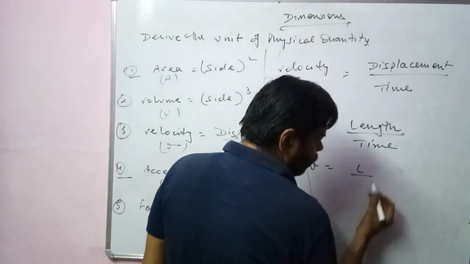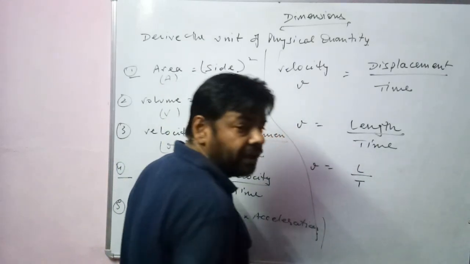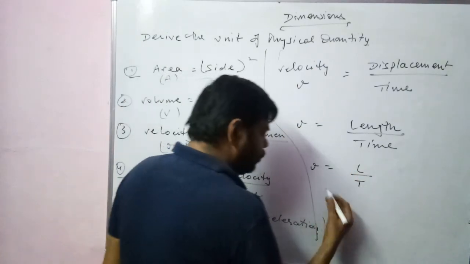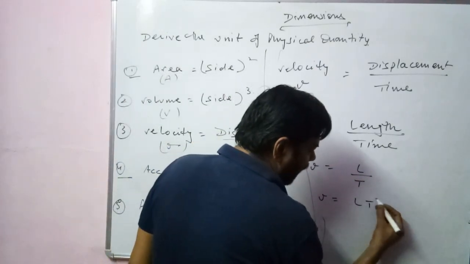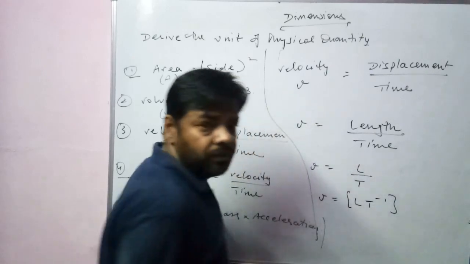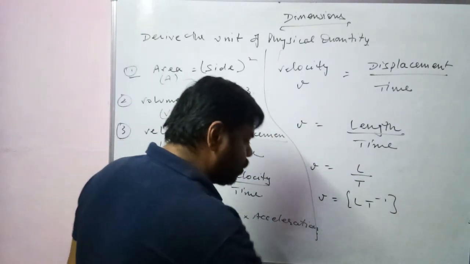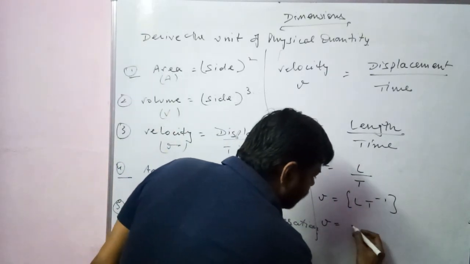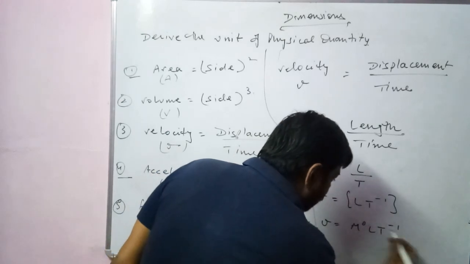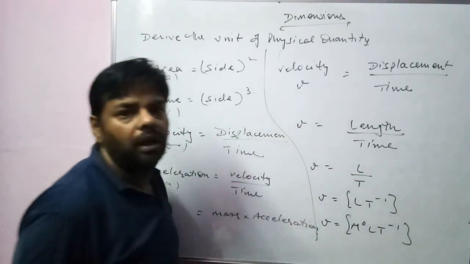In place of length, we are going to write L. In place of time, we are going to write T. Solving it, we can write it as LT minus 1. And if I want to make a generalization, then V is written as M0 LT minus 1. Okay?